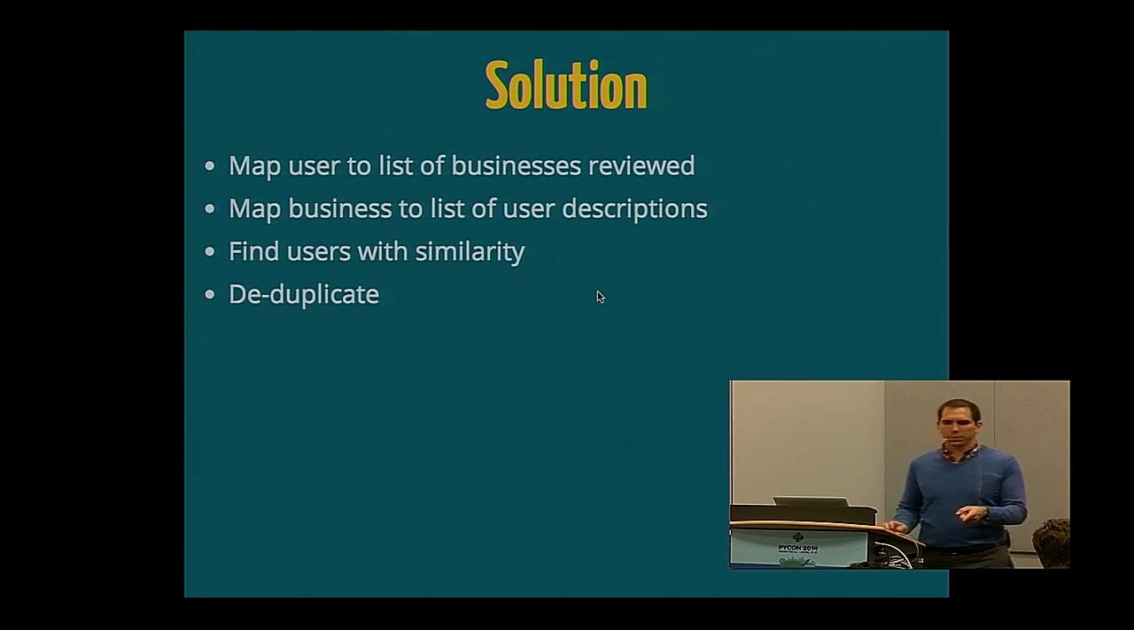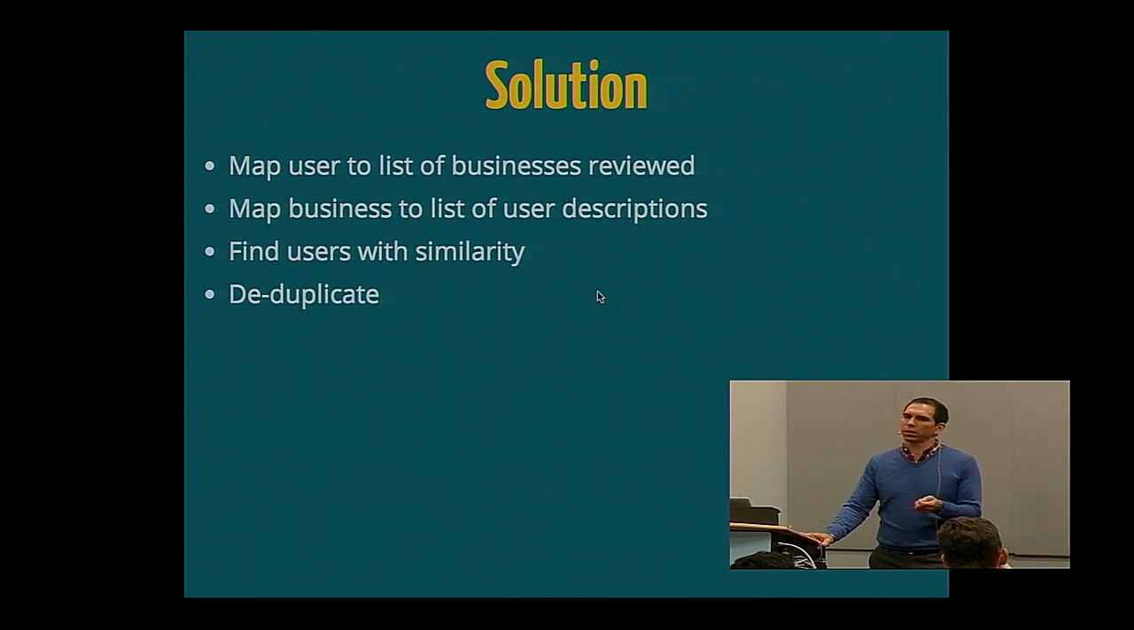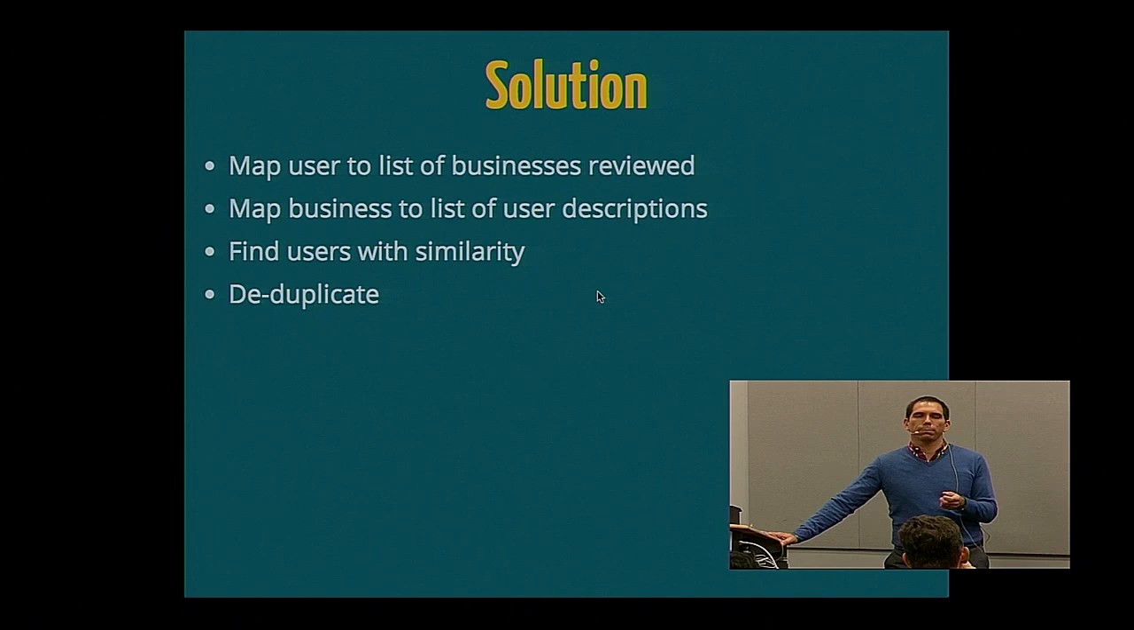So a gentleman up front had another solution. Did that end up working out? No? Okay. I think there's another possible solution where you output user pairs and group by user pairs with a list of businesses that they have separately reviewed. So I haven't thought through or implemented that alternative solution.